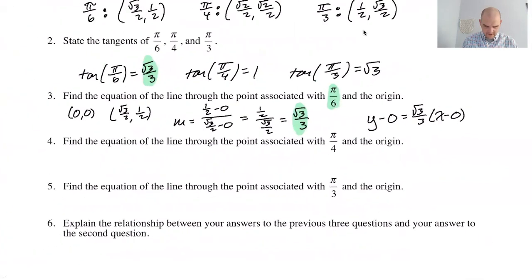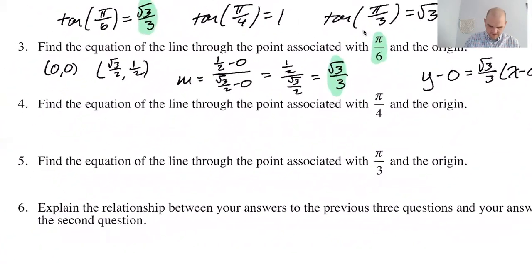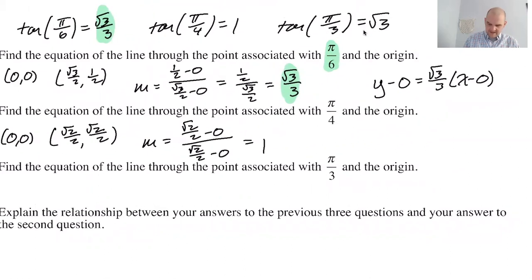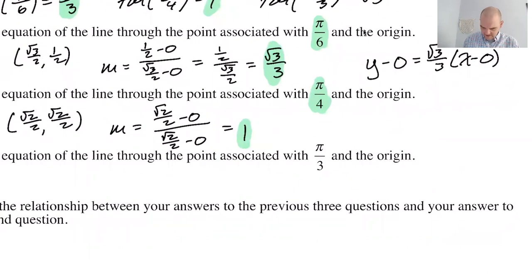I'm not going to. Let's do pi over 4. So let's see if this continues. So 0, 0 for sure. Root 2 over 2, root 2 over 2. So the slope is change in y over change in x. So root 2 over 2 minus 0 over root 2 over 2 minus 0. There you go. Perfect. Again, we found a slope for pi over 4, and that is the tangent. So this keeps happening. And I think it's going to keep happening because it kind of makes sense.